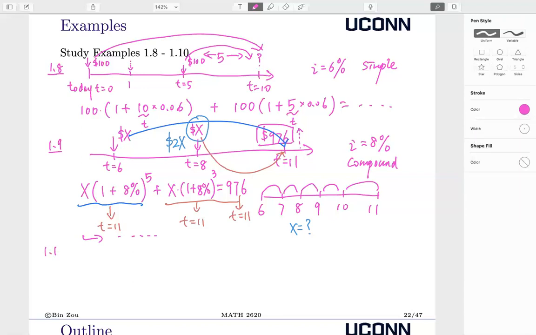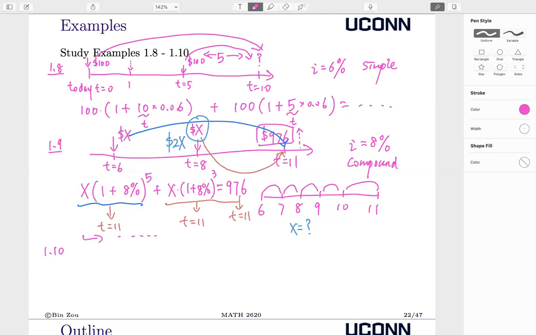Finally, 1.10. Jim invests 500 at the beginning of 2002, 2003, and 2004 in a bank account that pays simple interest. At the end of 2004, the accumulated value of the account is $1,635. Calculate the rate of interest. So that is the third type of question. 1.8 asks for the terminal value of your account. 1.9 asks the amount you deposit at the beginning. 1.10 asks the interest rate.